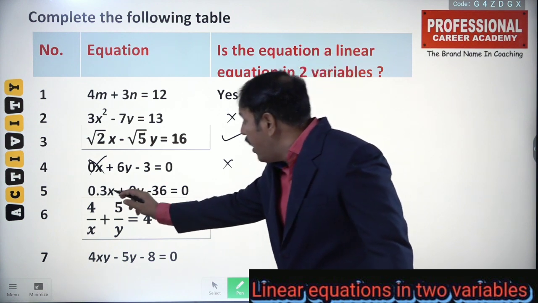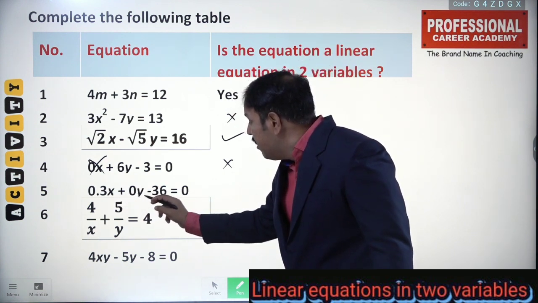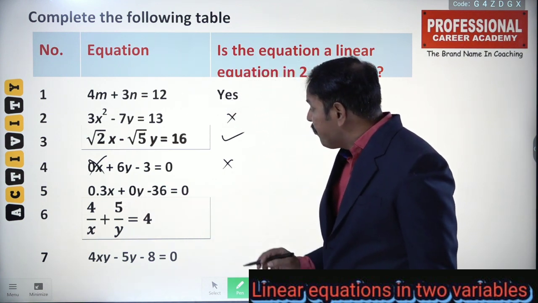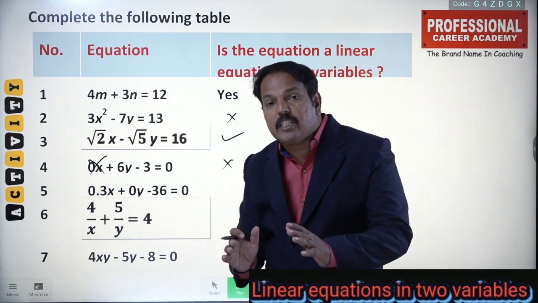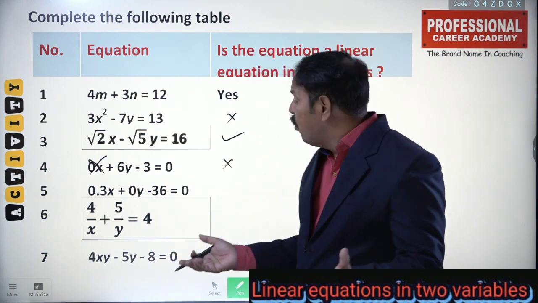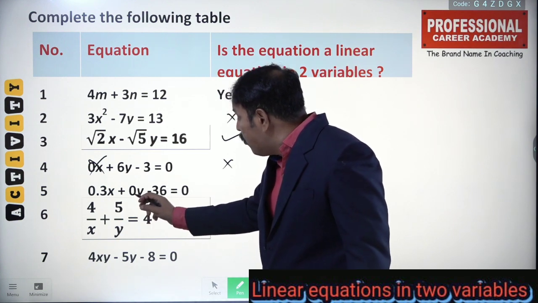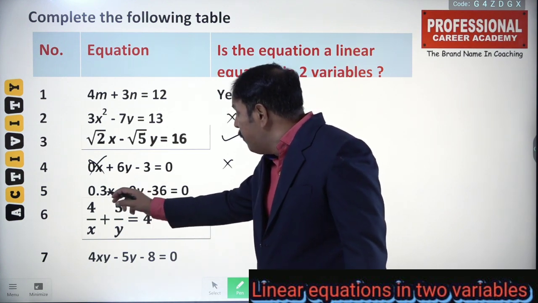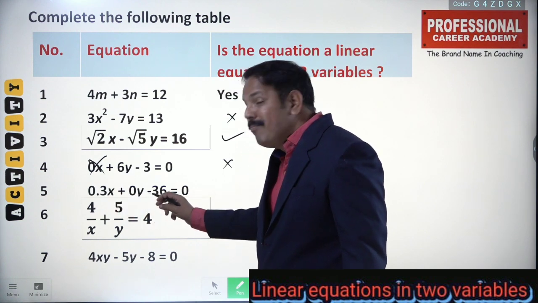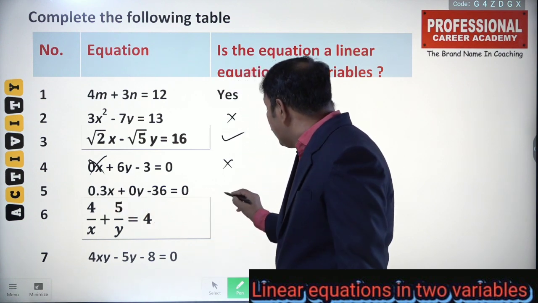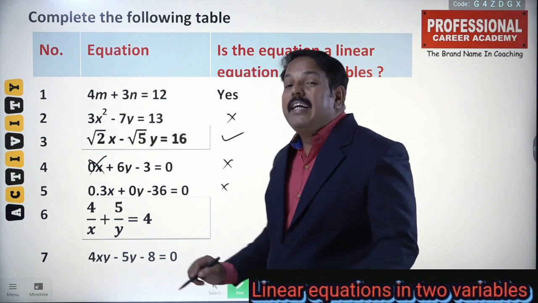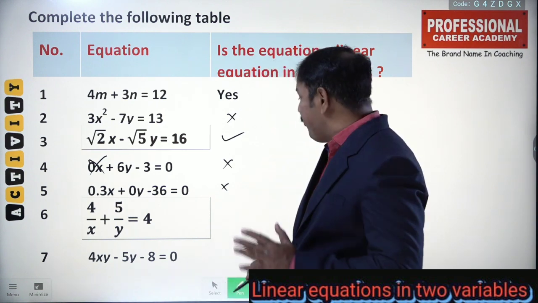Take another example: 0.3x plus 0y minus 36 equal to 0. This is in the general format ax plus by plus c equal to 0, no doubt. But here again, the coefficient of y is 0. Means it will become 0.3x minus 36 equal to 0. So this is not a linear equation in two variables. It is a linear equation in one variable.